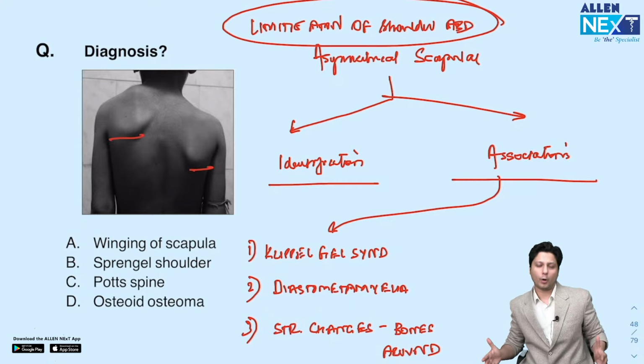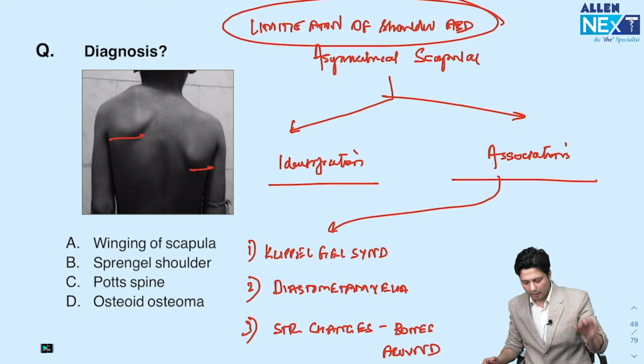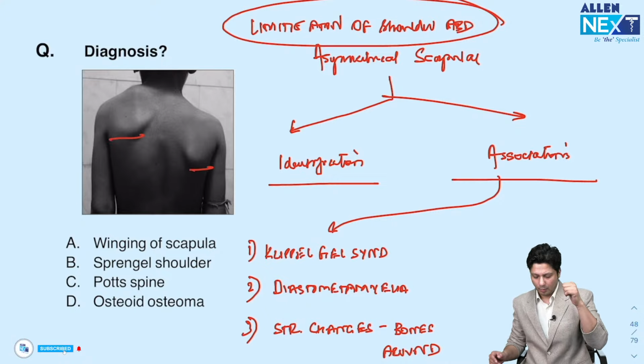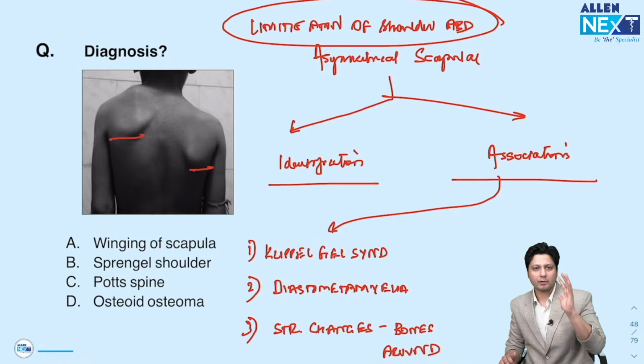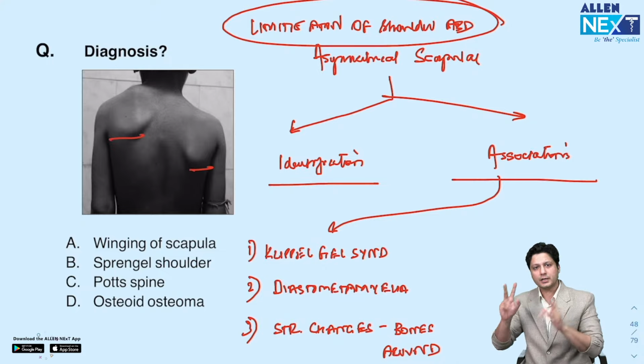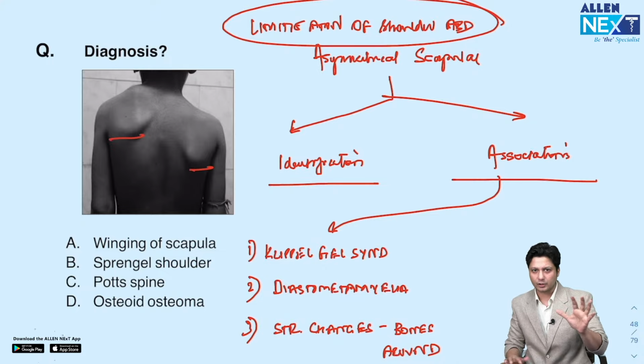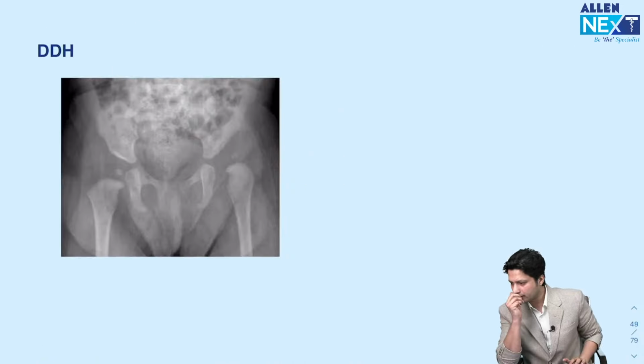So these are the points which you have to remember about Sprengel shoulder. Alright, point number 1 is the identification. Second point are the associations. So in pediatric orthopedics, at least you have to remember this one.